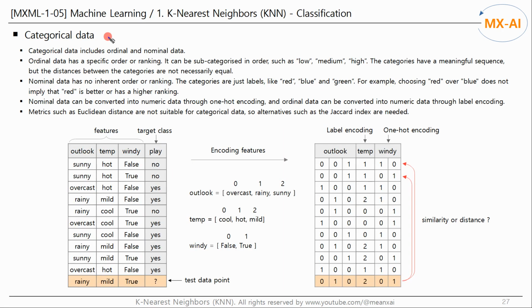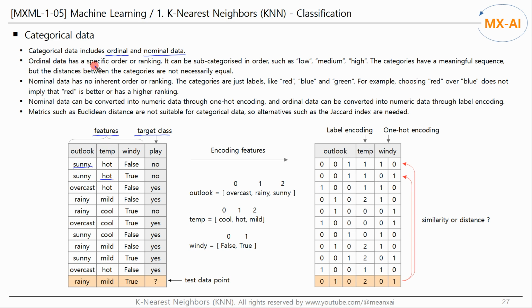Now let's look at the categorical data. The continuous numerical data we have looked at so far is quantitative, while the categorical data is qualitative and consists of ordinal data and nominal data. Let's look at a simple data set like this. The data consists of 3 features and 1 target class, and all feature values are categorical.